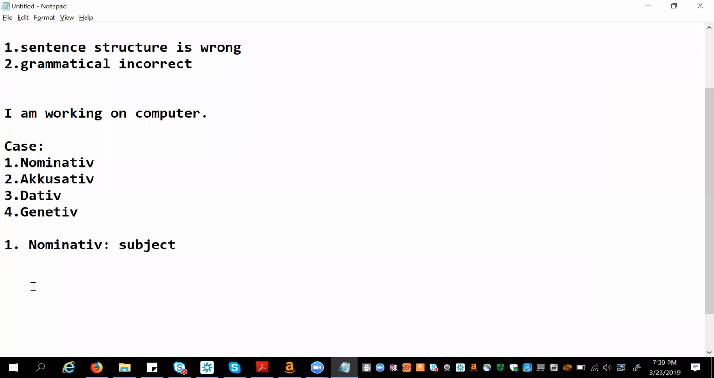So nominative in a sentence is a subject. So in every case, you first need to know definite articles, indefinite articles, and third one is your personal Pronomen, means personal pronouns.